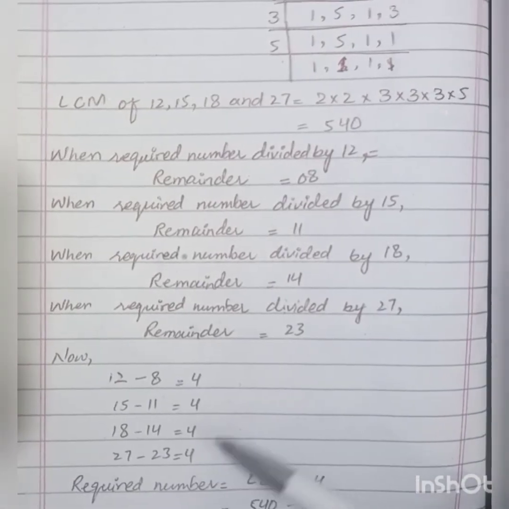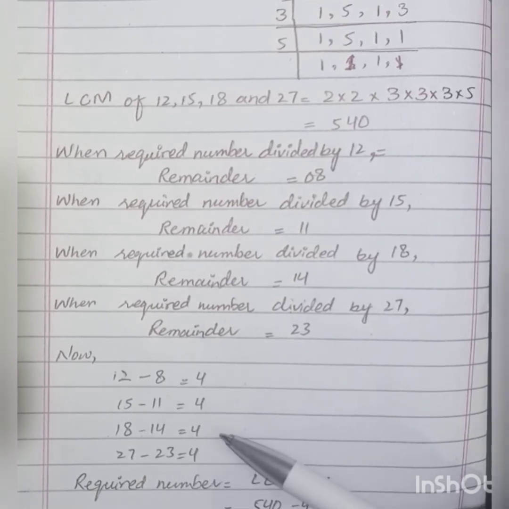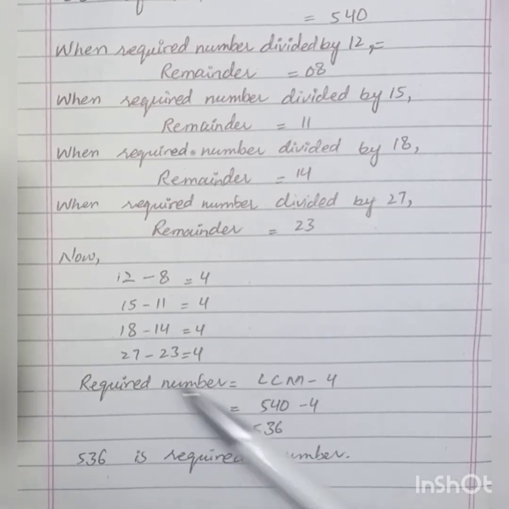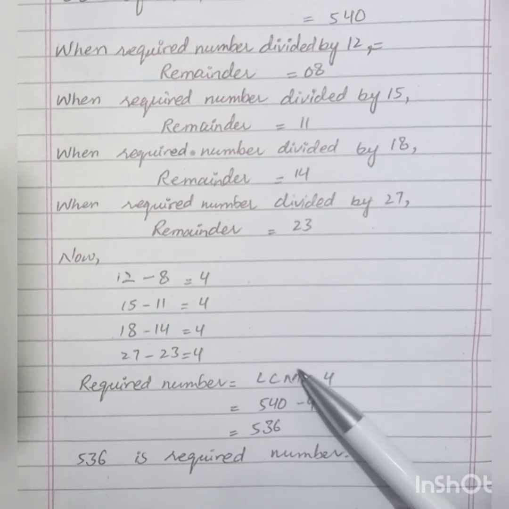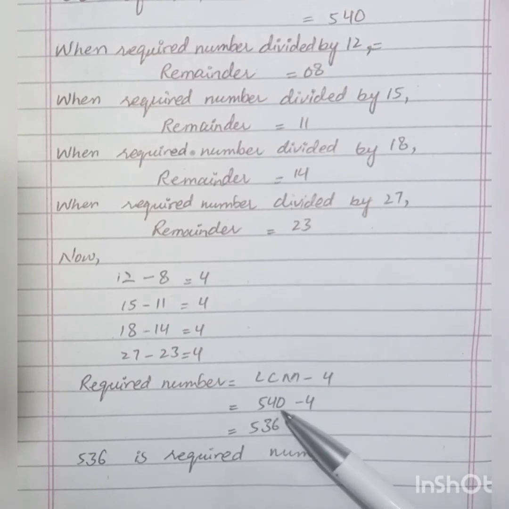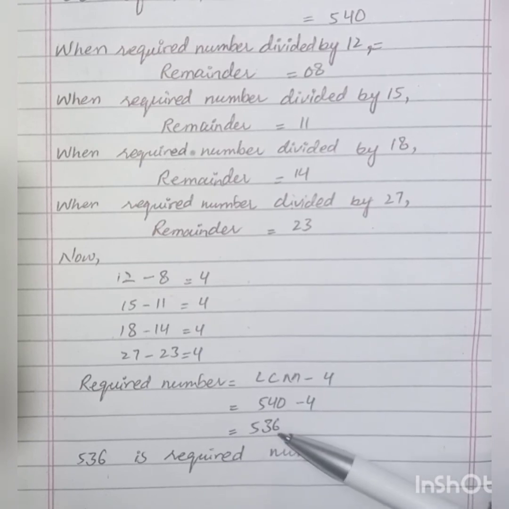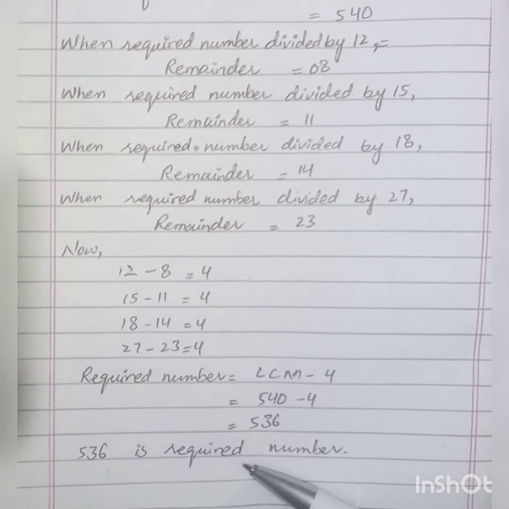It means if we subtract this number from the LCM, least common multiple, then the result will be the required number. As you can see here, students, required number is equal to LCM minus 4. As we know that the least common multiple is 540, that we have found above, 540 minus 4 is equal to 536, that is the number 536 is our required number.